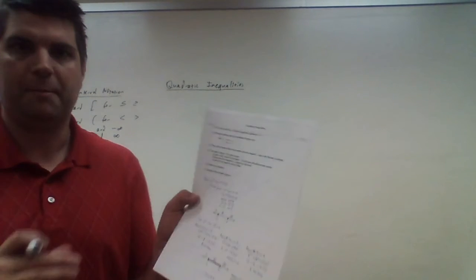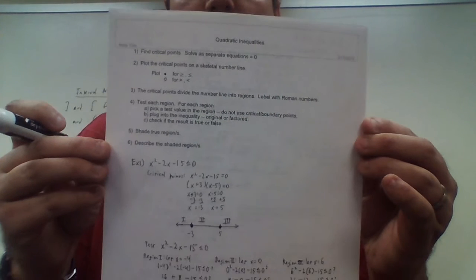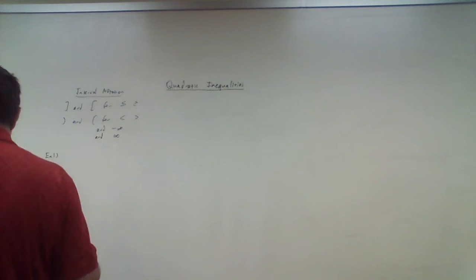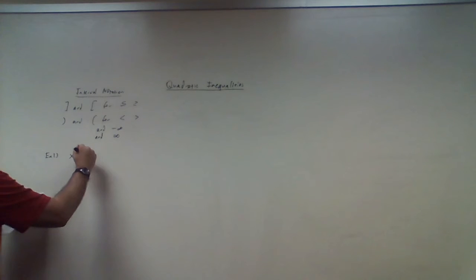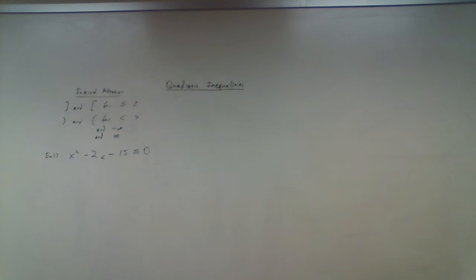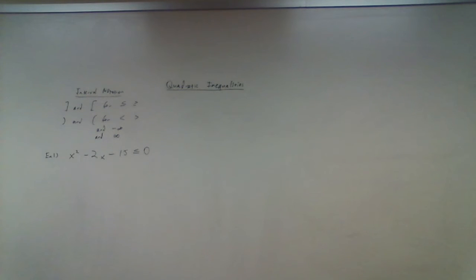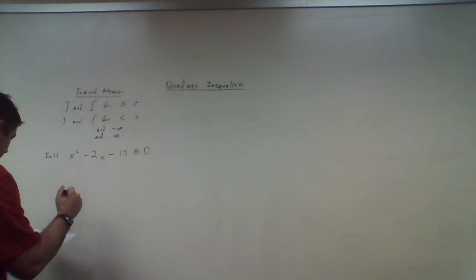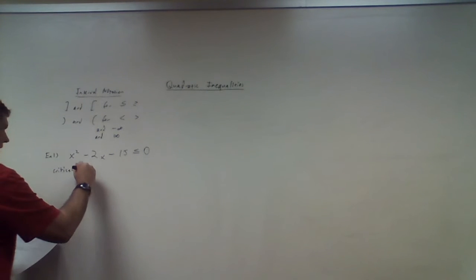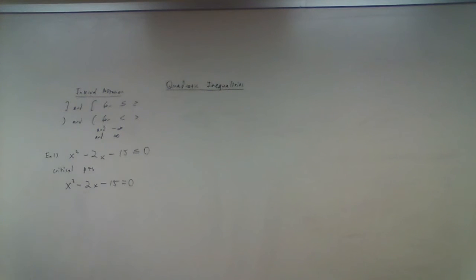Okay, I'm going to be talking about the first few pages of this document, except I'm going to be using interval notation when appropriate. Okay? So we have x squared minus 2x minus 15 is less than or equal to 0. The first thing you do, according to the chart, is find the critical points. We solve x squared minus 2x minus 15 equals 0.